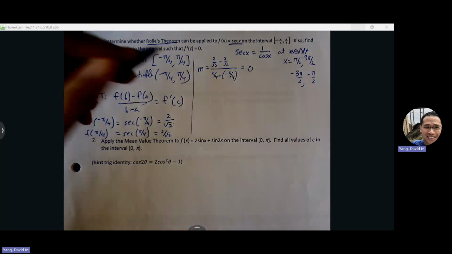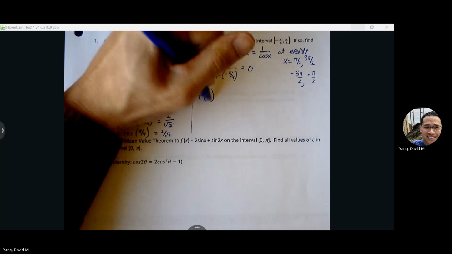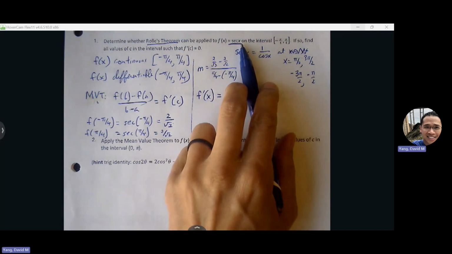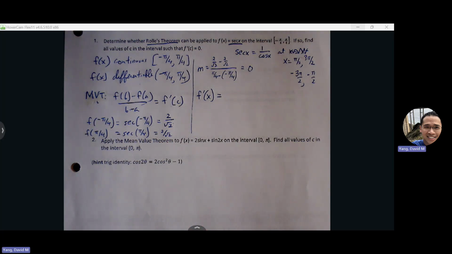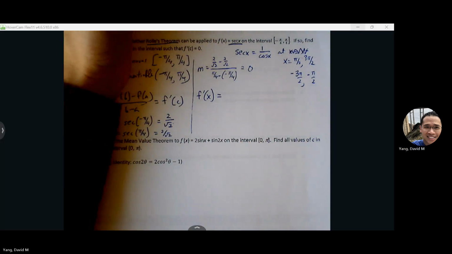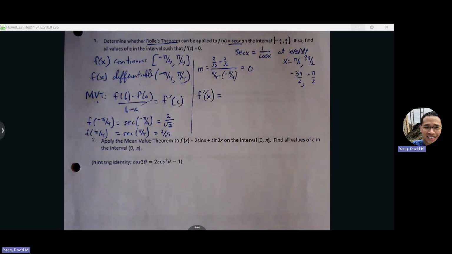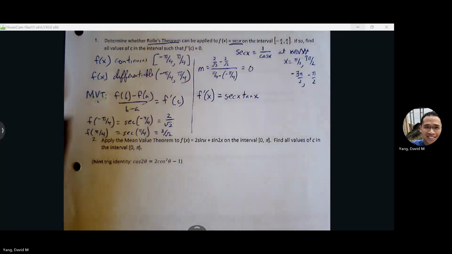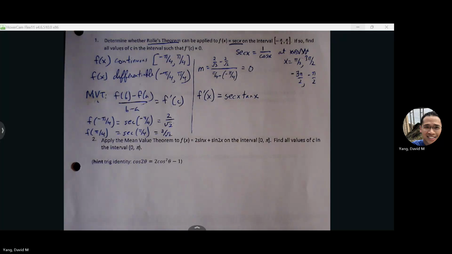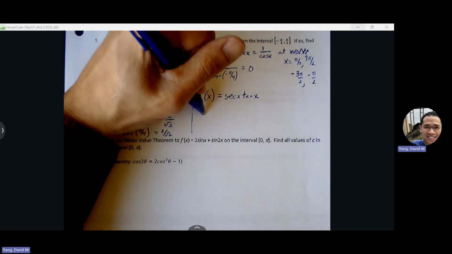Next up, let's find the derivative. Right, secant's derivative is... what's secant's derivative? Secant u tangent u times u prime. Now it's only an x, so u prime is just going to be times 1, so it's just going to be secant x tangent x. Good so far? Okay, we're going to set the derivative equal to 0.